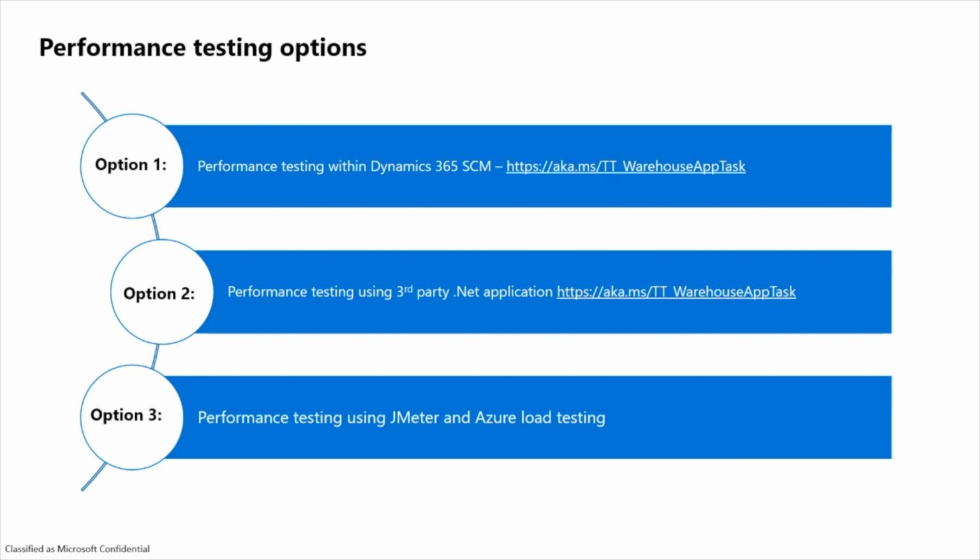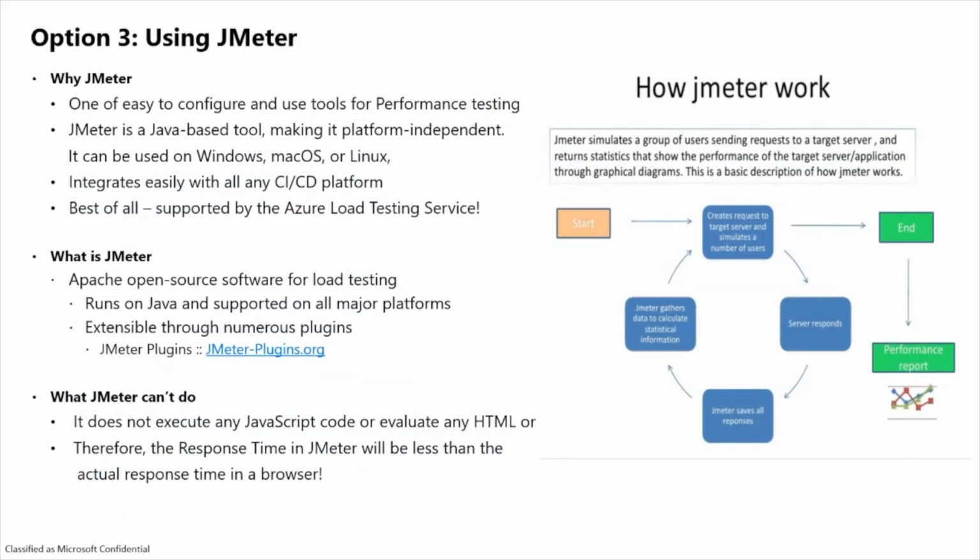The third option is performance testing using JMeter and Azure load testing. So you can use the web service, consume it into JMeter, and you can even use Azure load testing to simulate the test. Now, option 3, which we are going to cover in detail, is using JMeter.